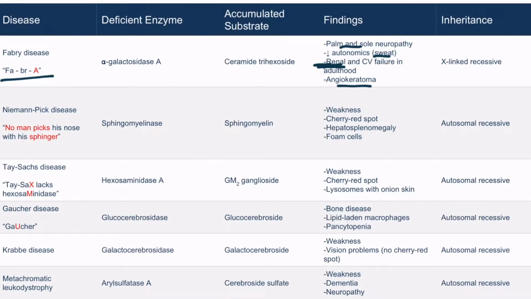Okay, what we've covered so far is by far the most important information to remember for your test. I'll give you one more mnemonic for Gaucher disease, and then I think it's most helpful to just memorize the last two lysosomal storage diseases.